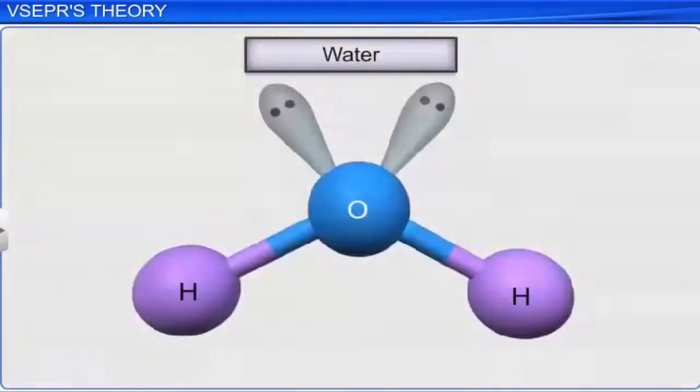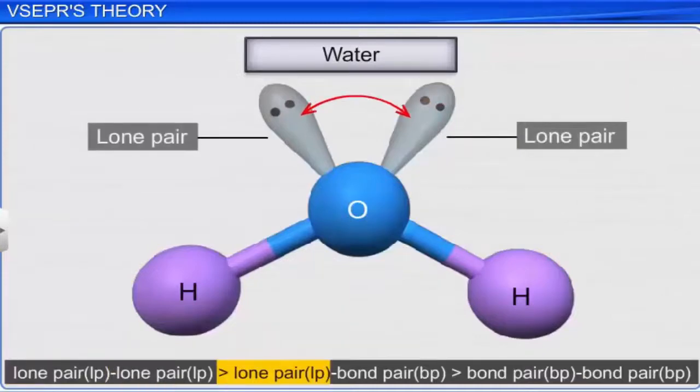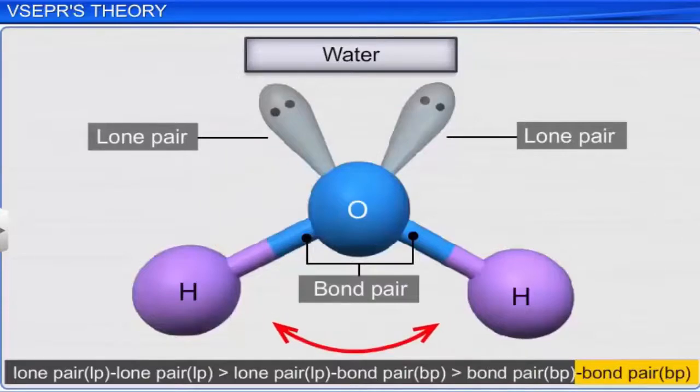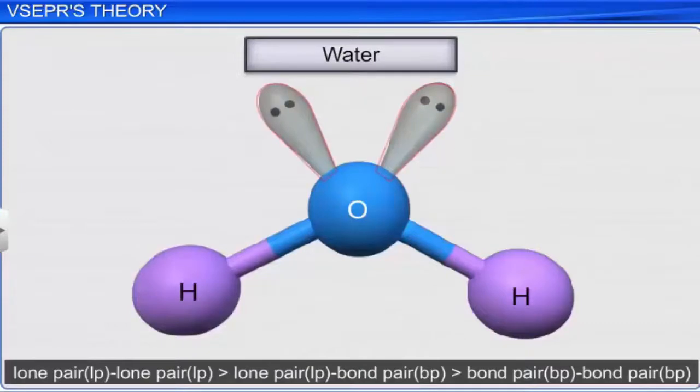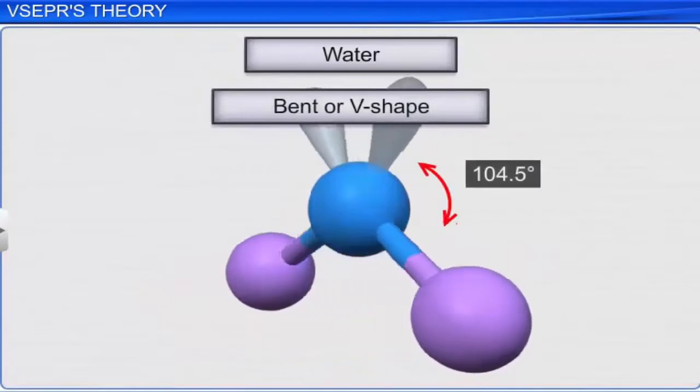In a water molecule, the central oxygen atom has 2 bonded pairs of electrons and 2 lone pairs of electrons. We have seen that repulsion between lone pair and lone pair, and lone pair and bond pair is more than bond pair. Thus, the 2 lone pairs on central oxygen atom make the molecule distort from its regular geometry to a bent or V-shape, making a bond angle of 104.5 degrees.